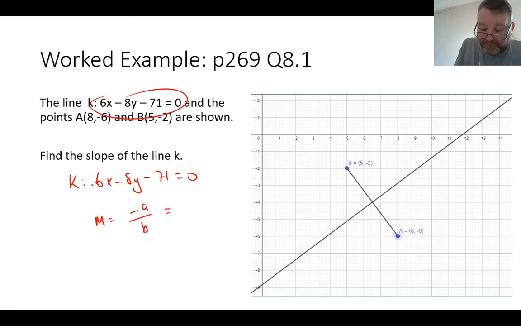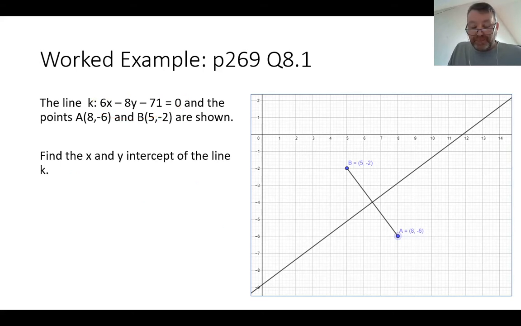So that's going to be -6 over -8, which is 3/4. Okay. And then it says, find the x and y intercept of the line K. So where does the line K cut the x and the y axis? Well, we could read it.